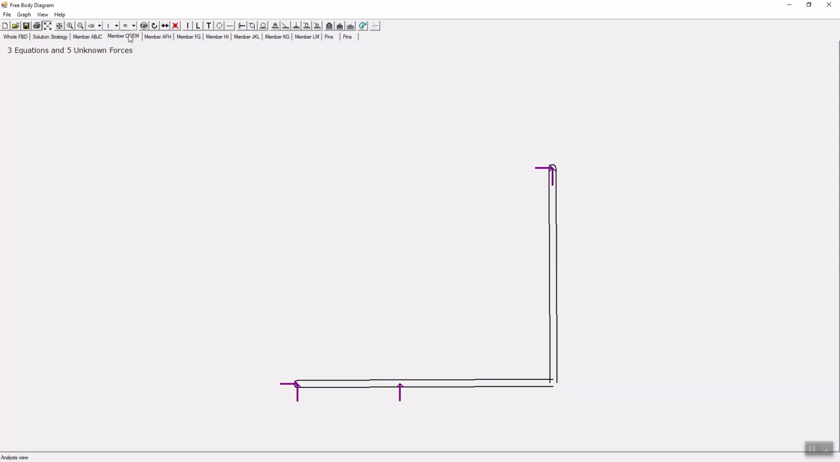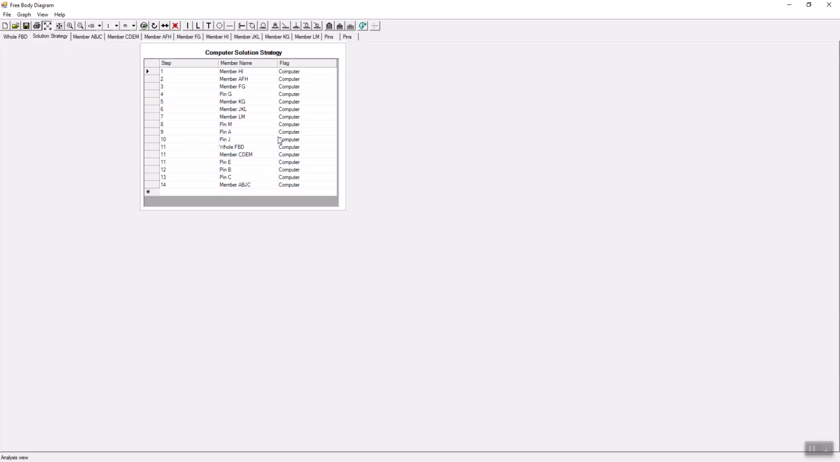What happens to member CDEM? In CDEM, this is where the cable is attached. So we know the tension in the cable is 100 pounds. So this free body diagram now has 1, 2, 3, 4 unknowns instead of 5 because we calculated this as 100 pounds. Solution strategy.